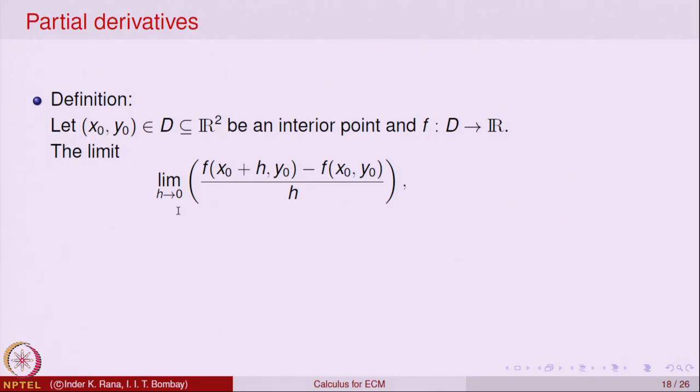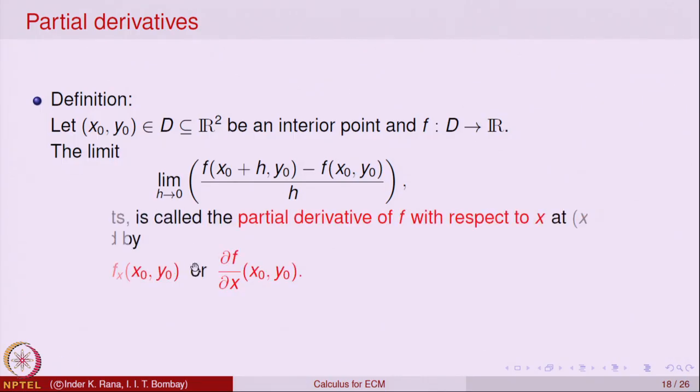So, limit h going to 0. This we will call the partial derivative of the function f at the point x naught, y naught in the direction of the variable x, because x is varying, y naught is fixed. So, once again we are trying to understand the rate of change of the function of two variables along the x axis.